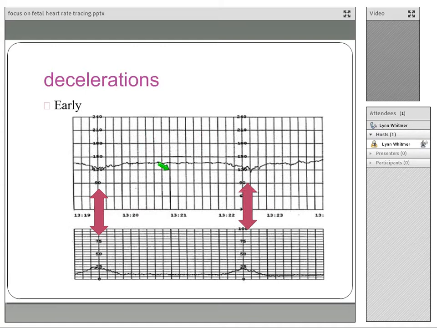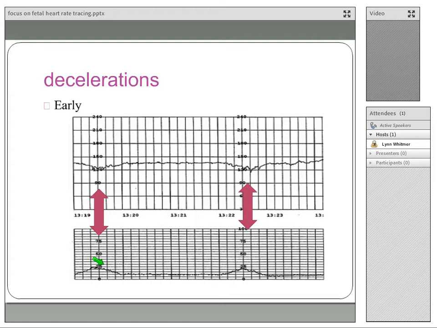What you're seeing in front of you right now are what we call early decelerations, and I explained those to be head compression. As the baby's moving down through the vagina, he's getting a vagal response, his head is being compressed, and his heart rate is going to drop in response to that. So you note that the deceleration mirrors the contraction. As the contraction begins, the deceleration begins. As the contraction ends, the deceleration ends.